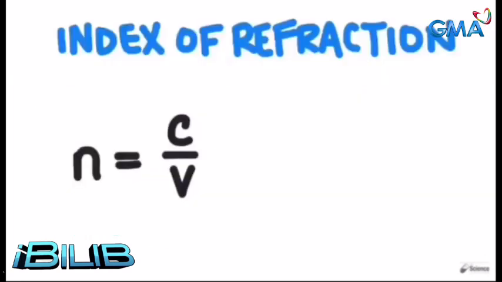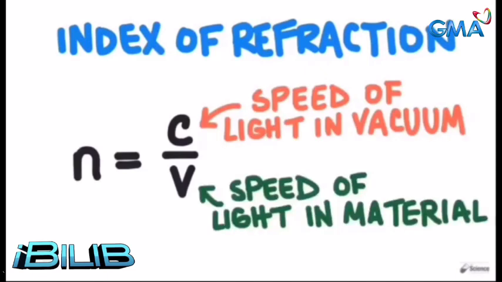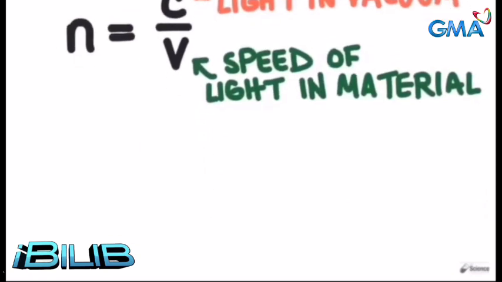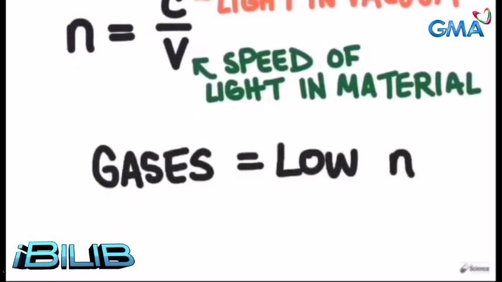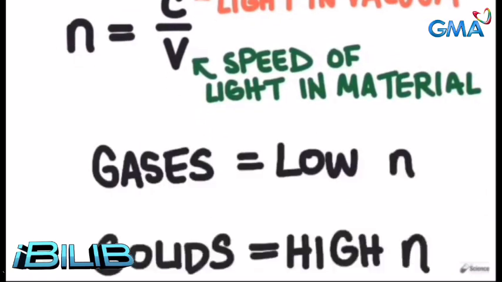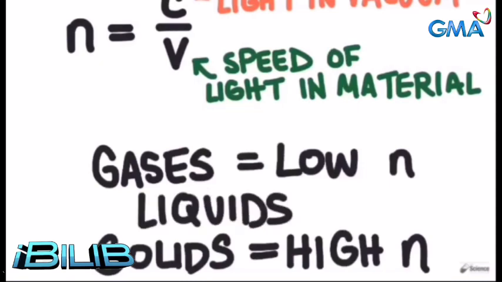Index of refraction is a ratio that compares the speed of light in a vacuum to the speed of light in a material. Essentially, the value tells us how many times slower light is going to travel through that material compared to the speed of light in a vacuum. Generally, gases have the lowest indices of refraction. They slow light the least, and solids have the highest indices of refraction, and liquids are kind of in between the solids and gases.